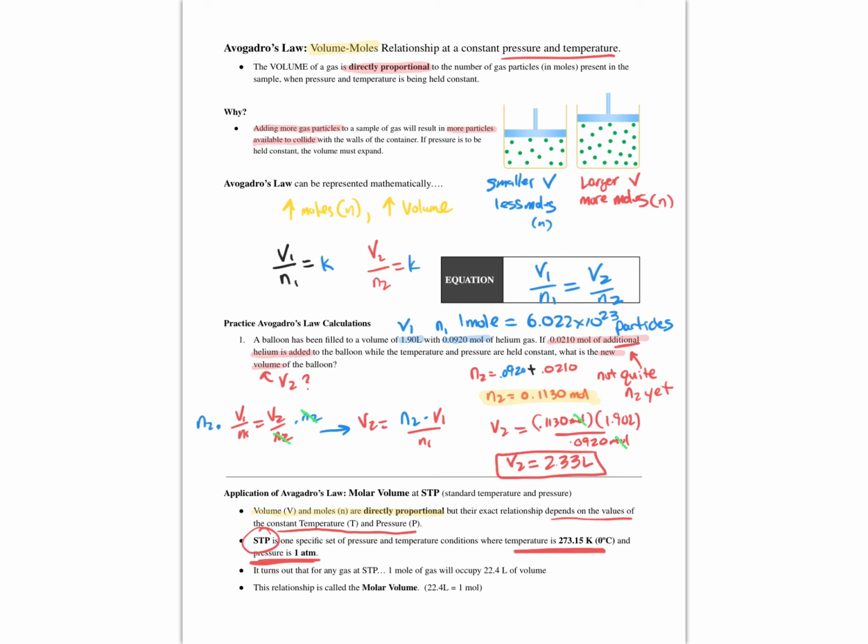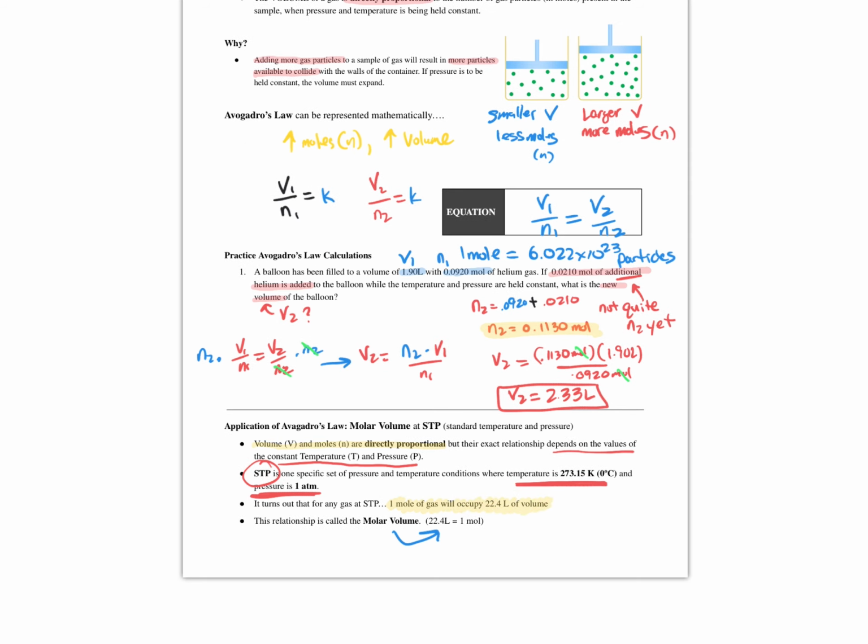And it turns out that when you're at STP, the specific set of values that you hold temperature and pressure constant at, well, 1 mole of gas, any gas, will occupy 22.4 liters of volume. This conversion is known as the molar volume, but it is only true when you are at STP. So again, at STP, 273.15 Kelvin and 1 atm of pressure.